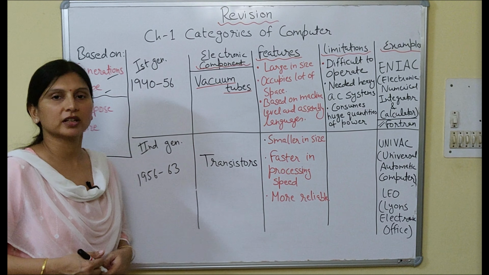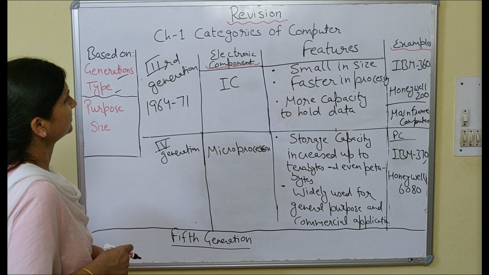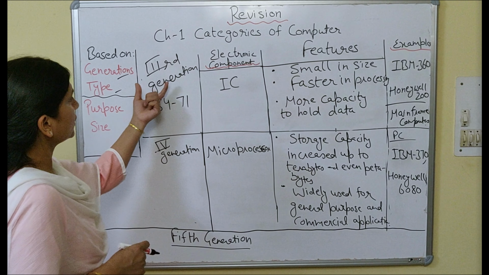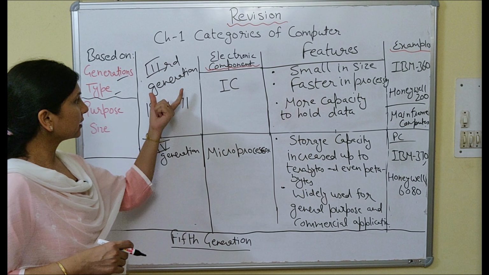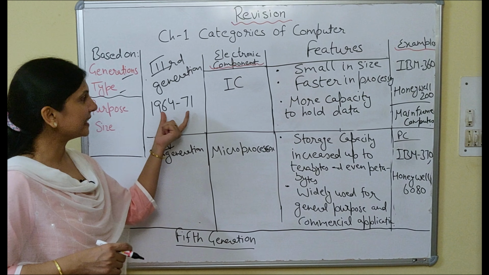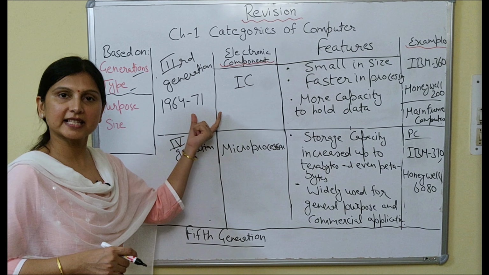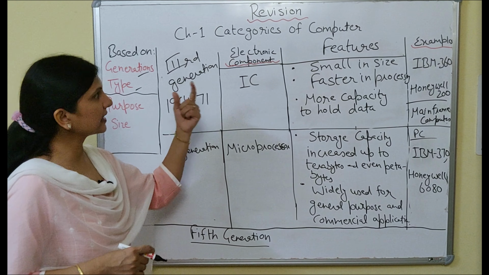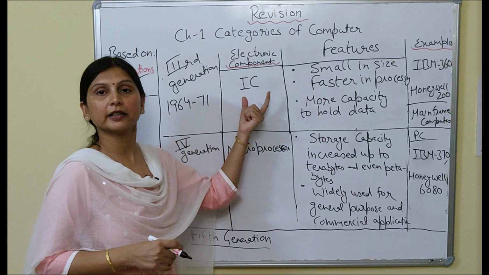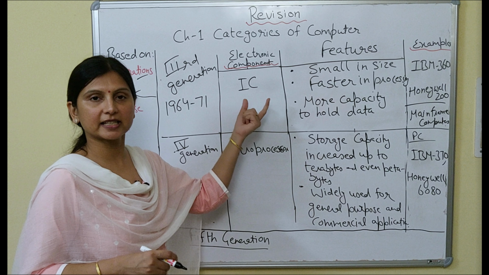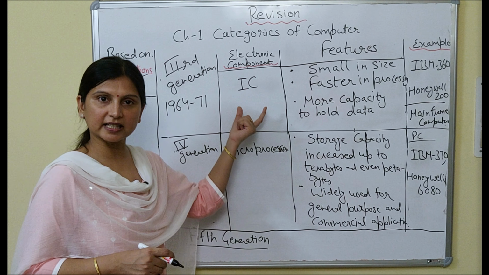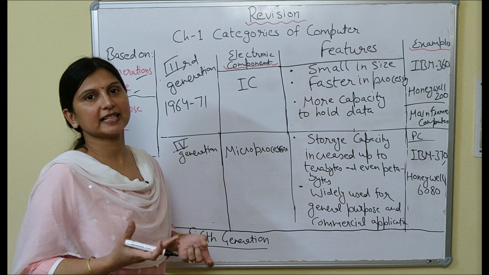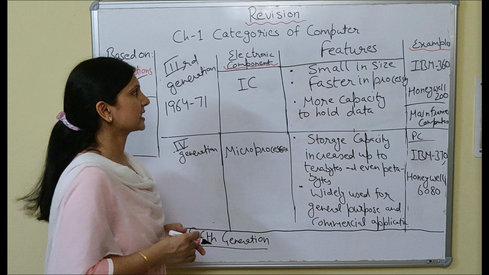Now we will see the third generation computer. The time for third generation was 1964 to 1971. And in this generation, which electronic components were used? ICs. And what is the full form of IC? Integrated circuit. Now what is IC? IC chip or IC we can say.